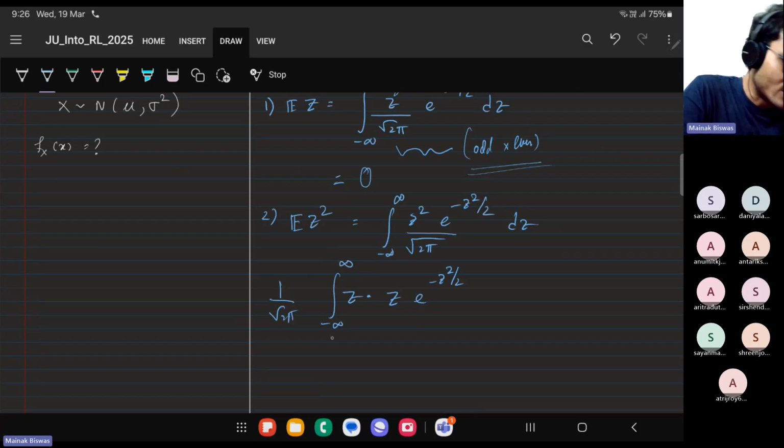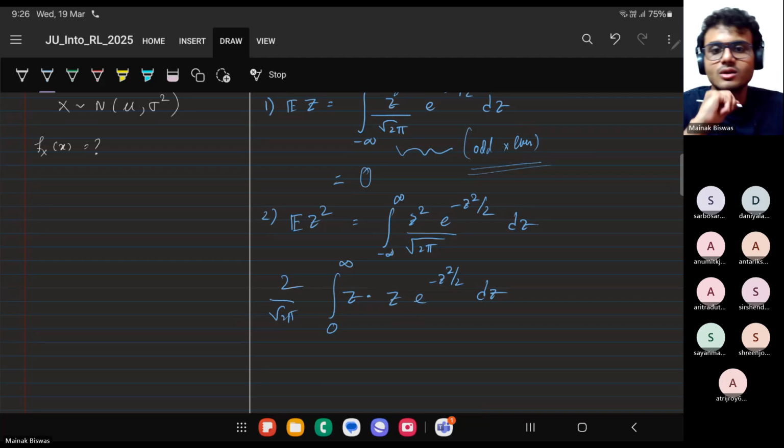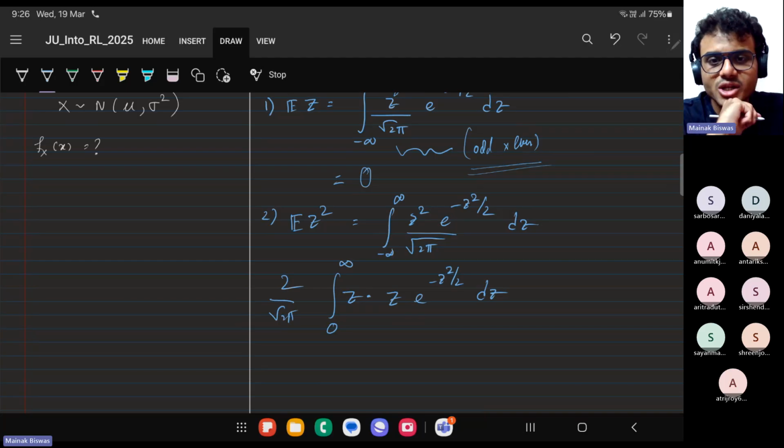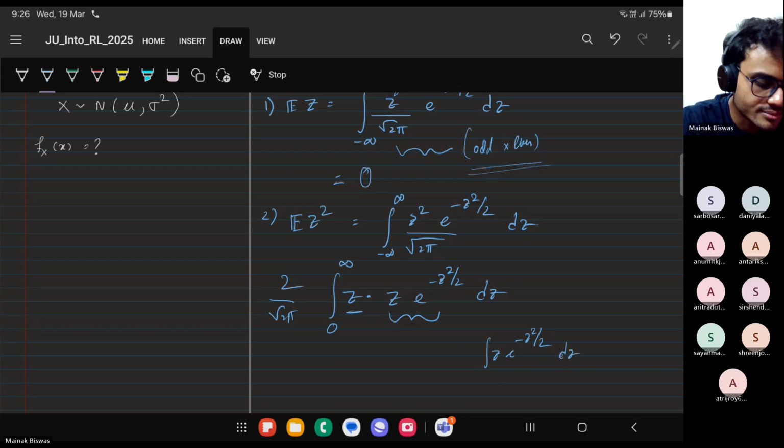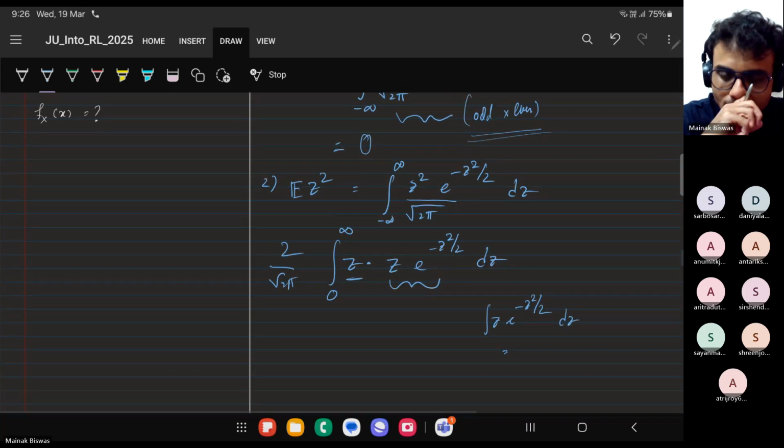Fine, it's again an even function, so I can just take 2 outside. But the point here is, which one will I integrate, which one will I differentiate? That's the point. Can you tell me? So this one, I think he told me I can integrate. So I will differentiate this. So how can I integrate z e to the power minus z square by 2 dz? Can you tell me?